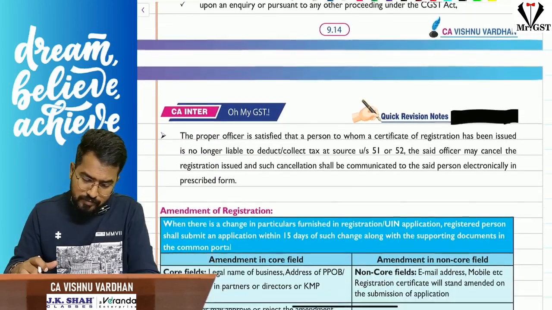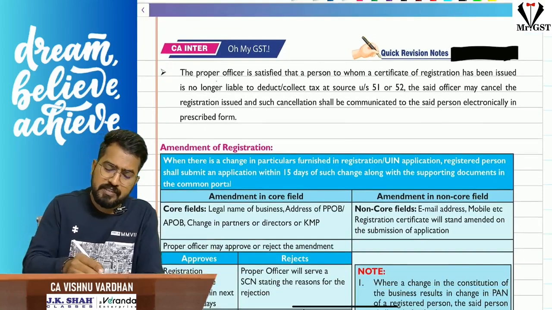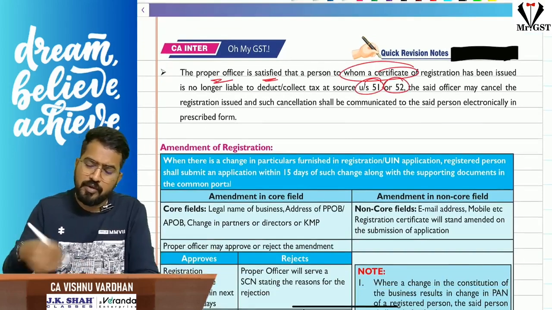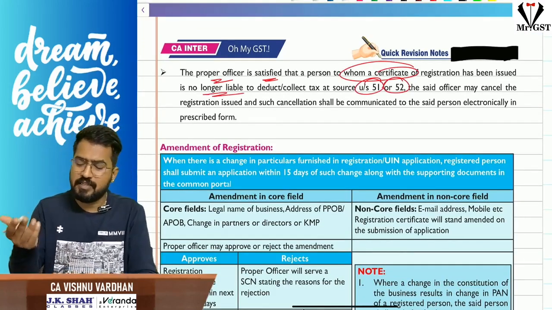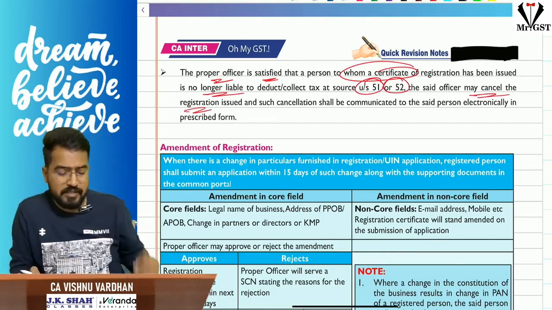Next, suppose the proper officer feels that the person to whom we have granted the certificate for the purpose of section 51 or 52 is no more liable to deduct TDS or no more liable to collect TCS under section 51, 52, then the proper officer may cancel the registration also. Okay, that is the next one.